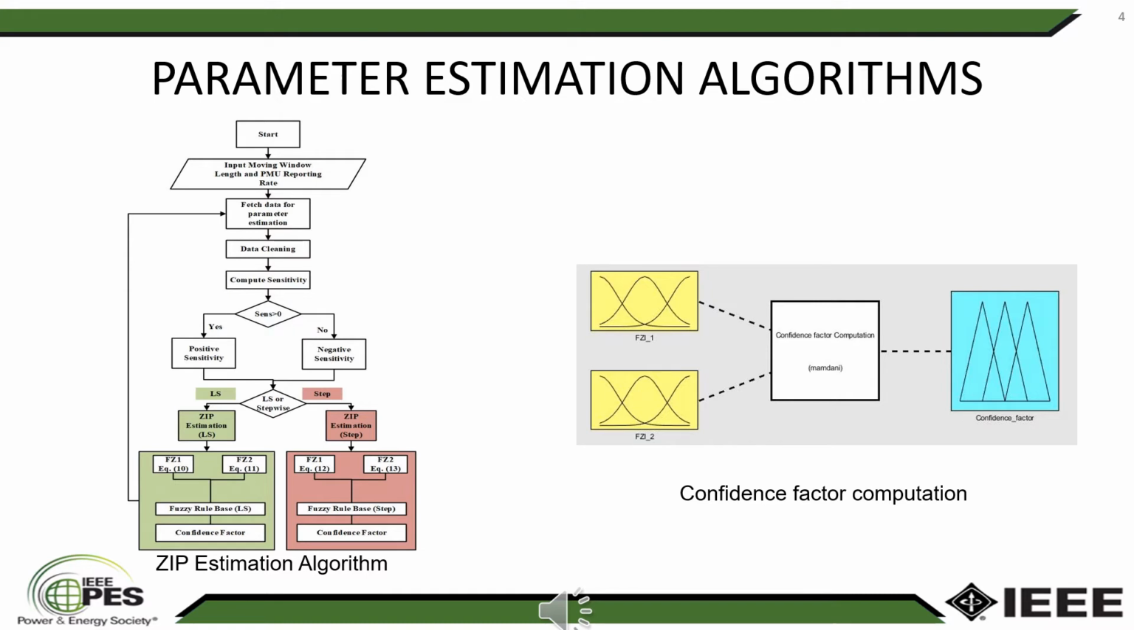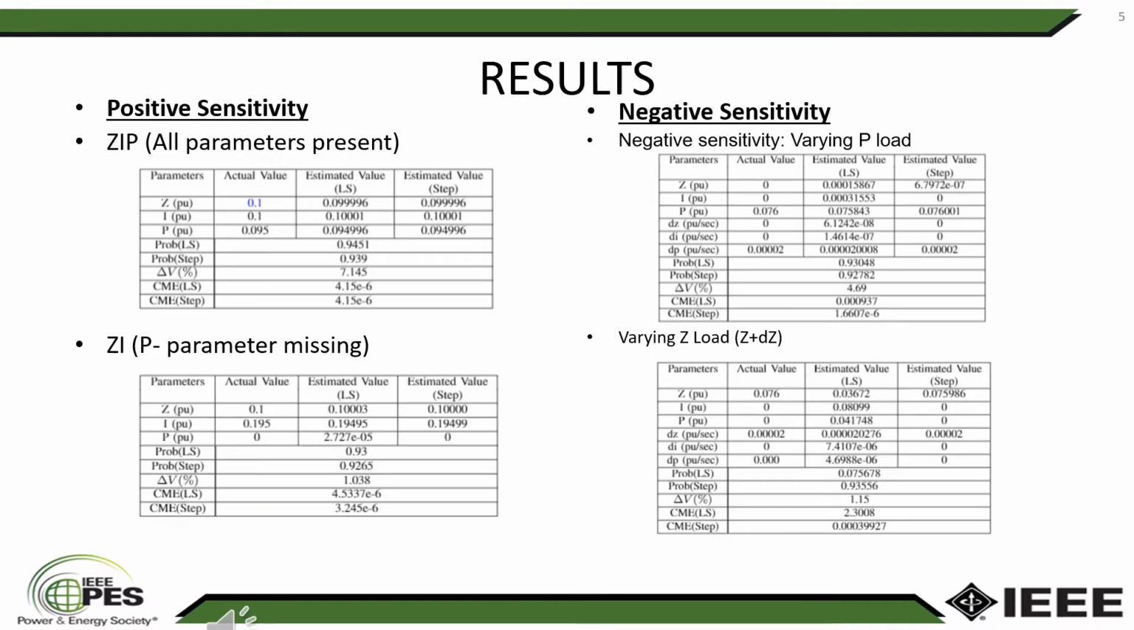Once we have estimated parameters, we compute the confidence factor using a fuzzy based method where we have two membership functions and a fuzzy rule base to compute the confidence factors. Moving ahead, in this slide, I present some of the results for both positive and negative sensitivity scenarios.